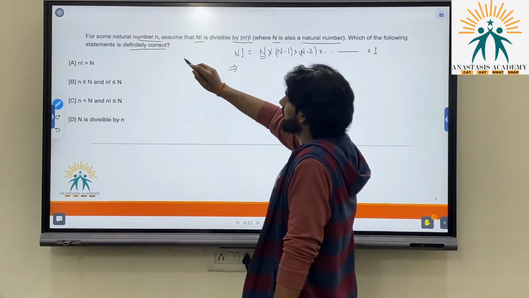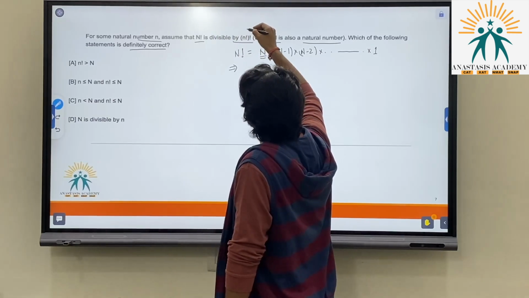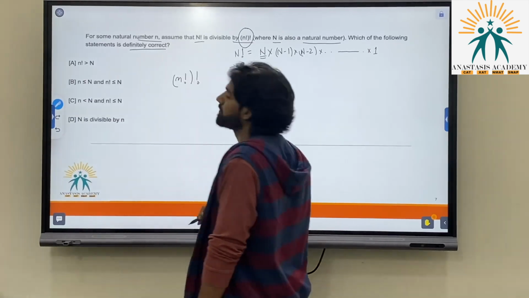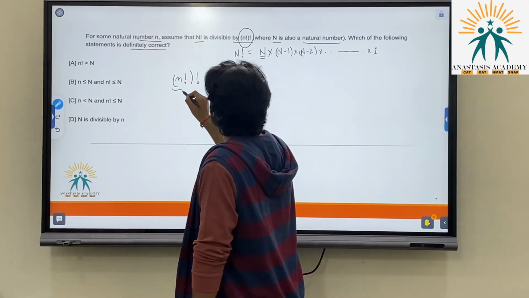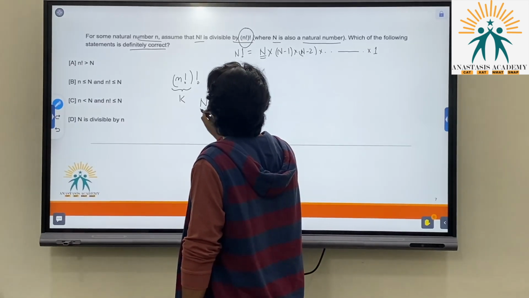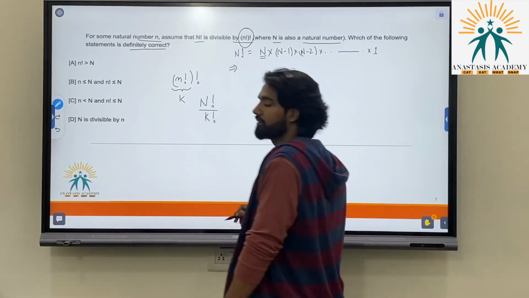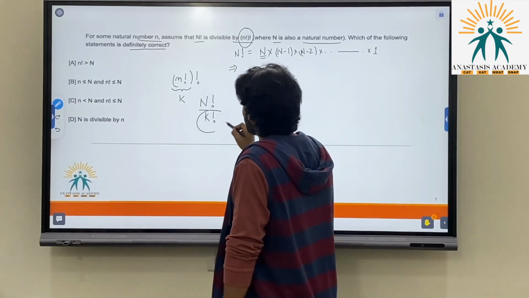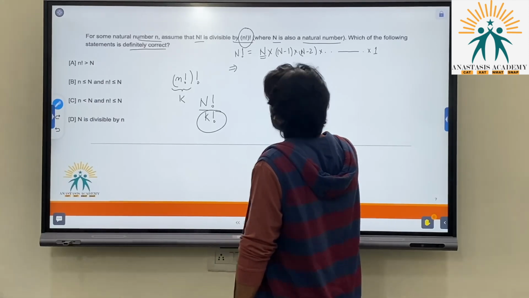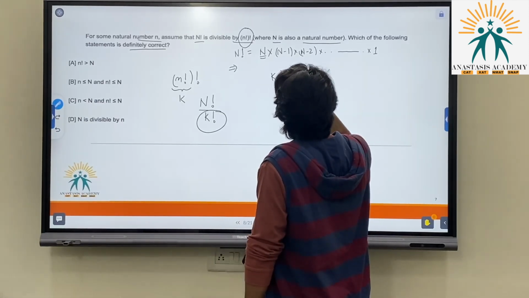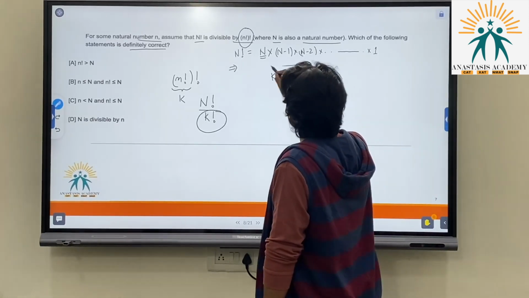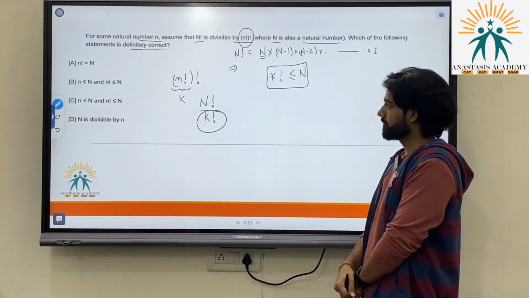In my question it is given that N factorial is divisible by n factorial factorial. So let's just assume n factorial is some k. So it is given that N factorial is divisible by k factorial. What I can write is, if N factorial is divisible by k factorial, then k factorial will be less than or equal to this number. Only then can we divide this number. K factorial must be less than or equal to N.